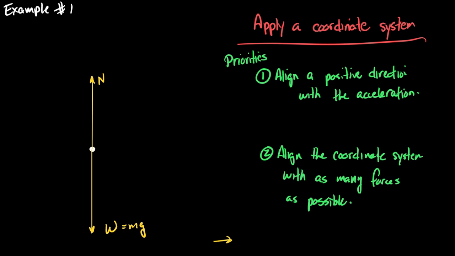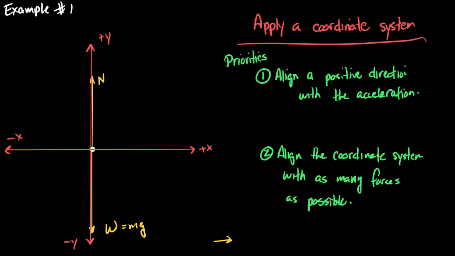I don't want to make my x direction this way and my y direction this way, right? Priority two says to try and align it with as many forces as possible. So it seems to me like the best way to do that would be to make the x direction or the y direction this way and the other one this way. So I'm going to make this the positive y direction and this the positive x direction. That makes this negative x and this negative y.